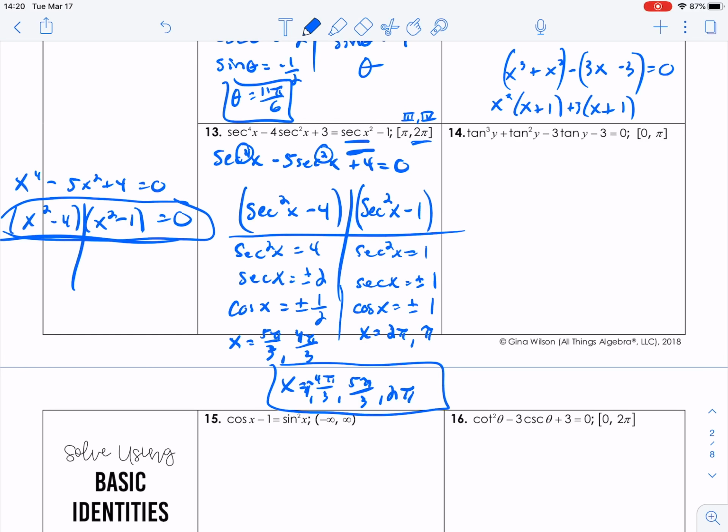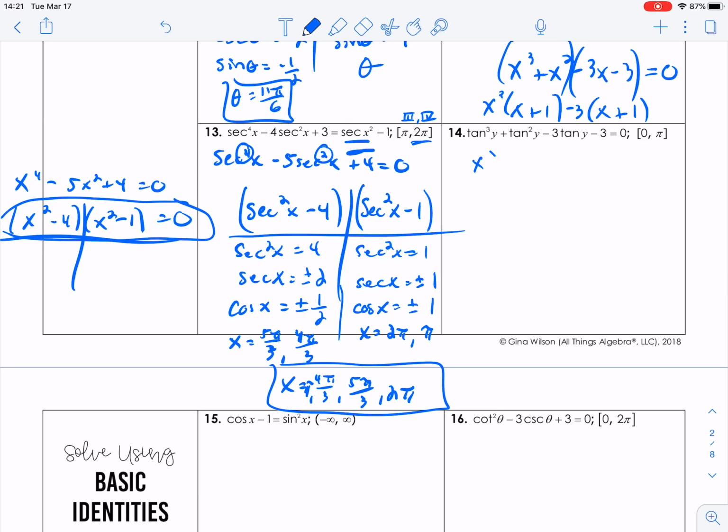Wait a second. Oops. Screw that up. Let's go back. We would get x cubed plus x squared minus 3x minus 3 equals 0. So when we factor that, we get grouping. Yeah, I just grouped wrong. So x squared, x plus 1, and then we factor out negative 3, and then we get x plus 1. Both become positive. There we go. And then it would be x squared minus 3, x plus 1 equals 0.